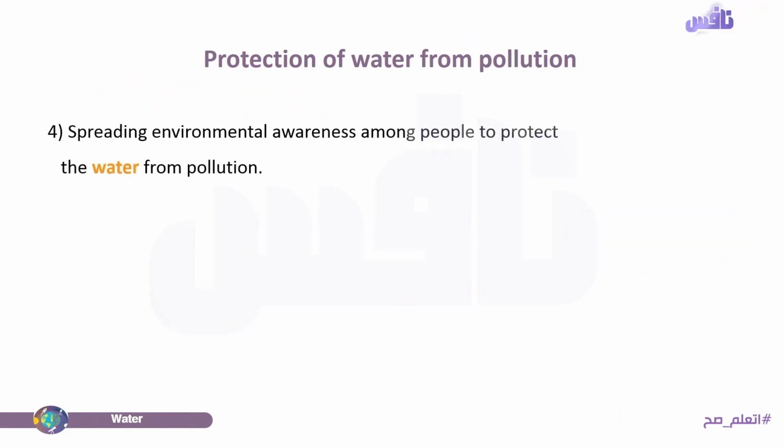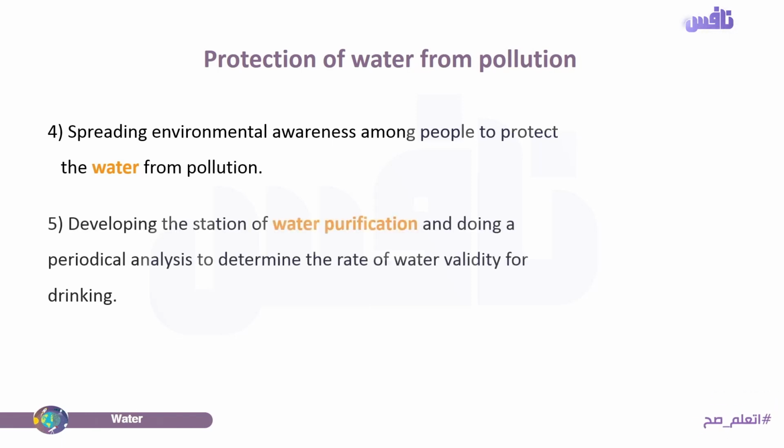Number 4, spreading environment awareness among the people to protect the water from pollution. معنى كده ان انا انشر الوعي ما بين الناس عشان تحافظ على المية من التلوث. Number 5, developing the station of the water purification and doing the periodically analysis to determine the rate of the water quality for drinking. معنى كده ان انا بطور من محطات تنقية المية عشان احافظ على المية من التلوث عشان تبقى صالحة للشرب.